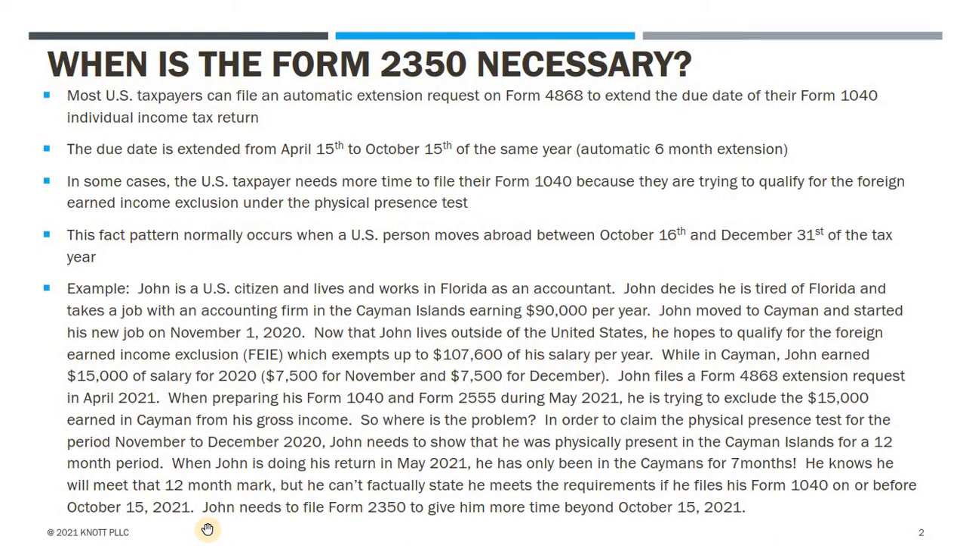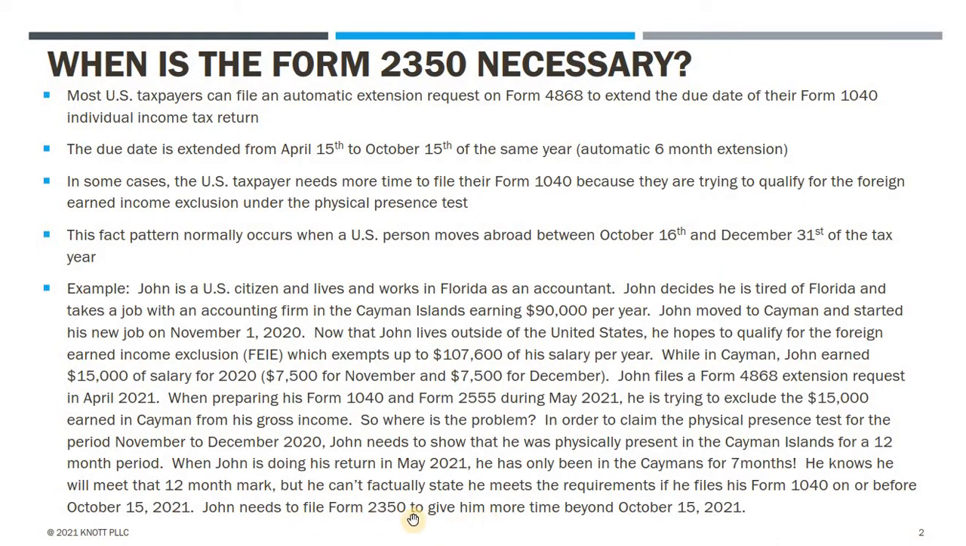What the IRS is doing here is they're giving John the extra time he needs to meet that 12-month period for the physical presence test so that when he files his tax return and when he completes his form 2555, he can claim the foreign earned income exclusion, a prorated amount for the wages earned in the Cayman Islands.